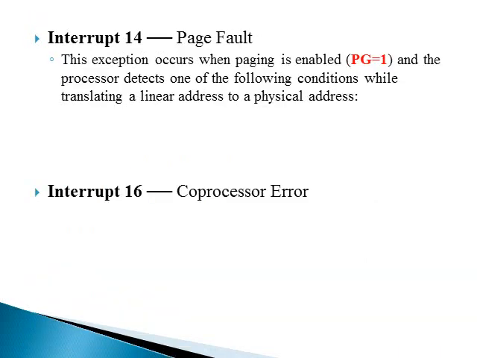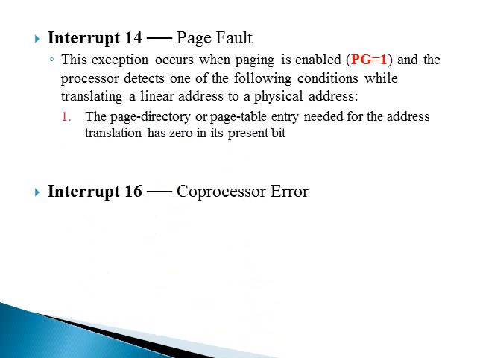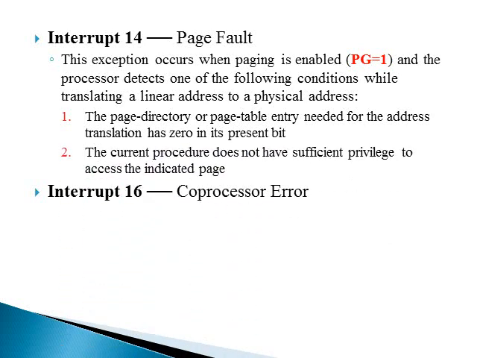Next is interrupt 14, which is the page fault exception. This exception occurs when paging is enabled, that is the PG bit of the CR0 register is set, and the processor detects one of the following conditions while translating a linear address to a physical address: the page directory or the page table entry needed for the address translation has 0 in its present bit, or the current procedure does not have sufficient privilege to access the indicated page.